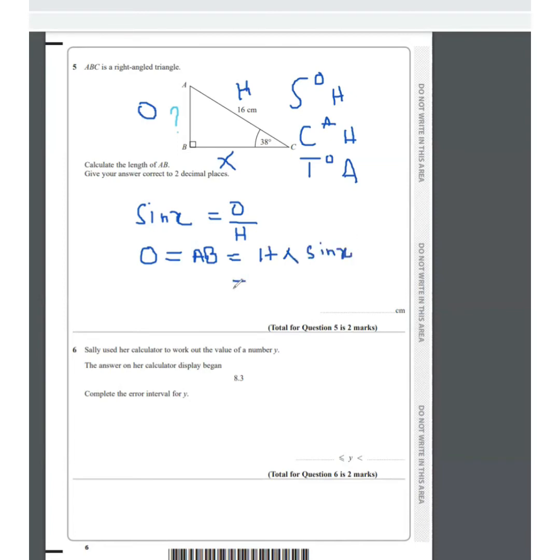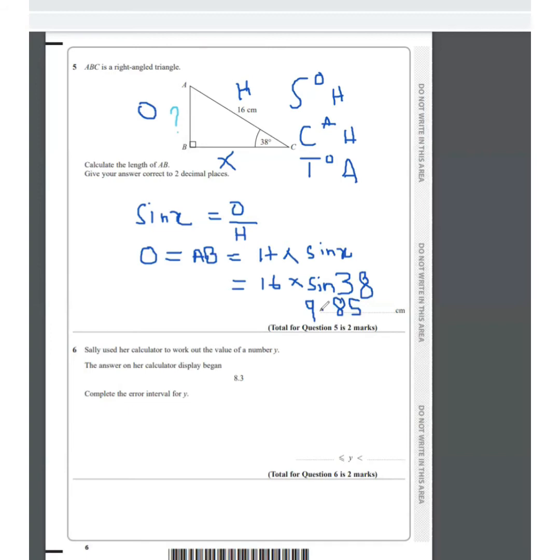So if I just put the values in, hypotenuse is 16 times sine 38, because that's the angle given to us. And if you just use your calculator, 16 times sine 38 comes out as 9.850. And because we need our answer to 2 decimal places, our answer will simply be 9.85. Here we go. That's question number 5.